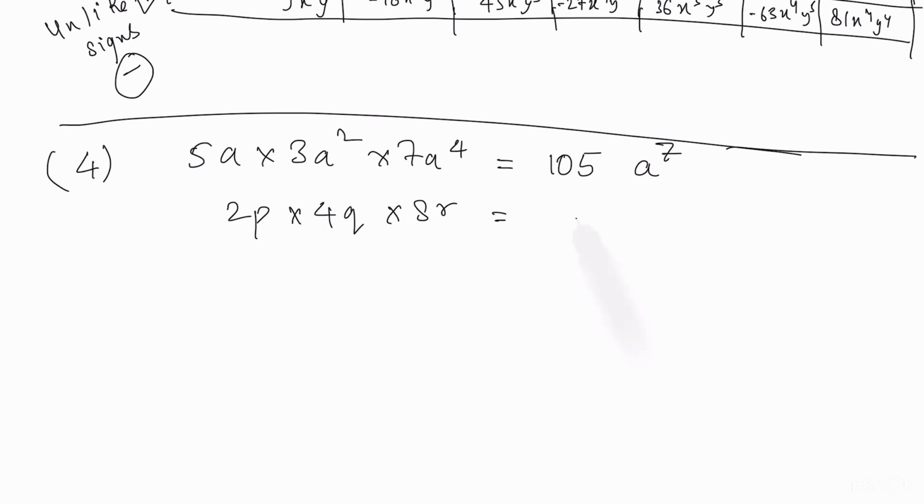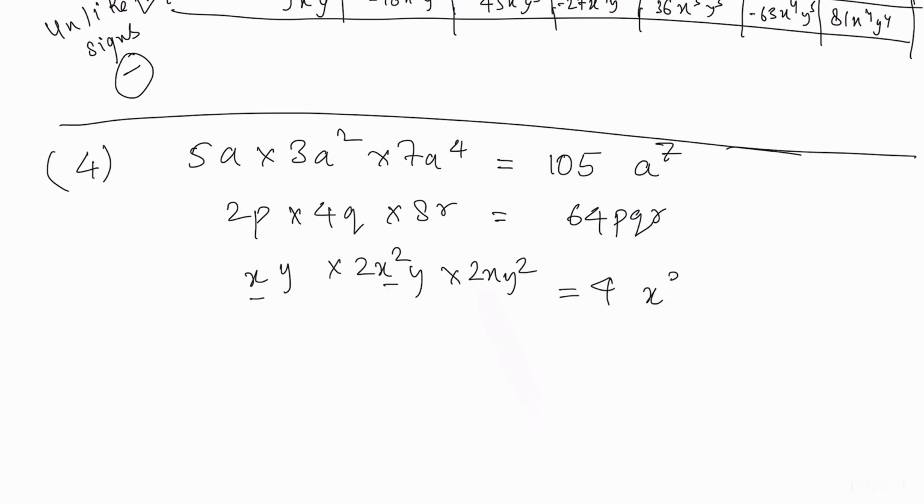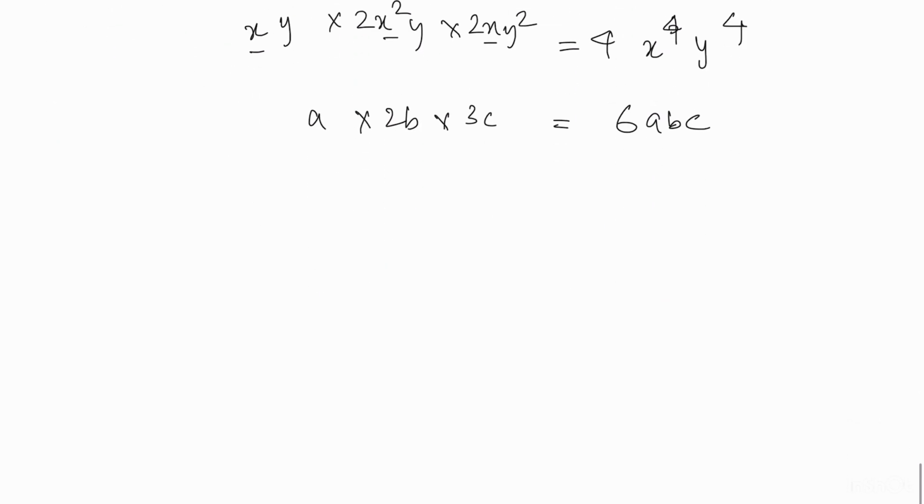Then this you can multiply: 4 8s are 32, and 32 into 2 is 64 pqr. Then next you have the next question. This will be 4, x will be 1 2 and 1, that is 4. Y will also be 4. Then a into 2b into 3c, it is 6abc. This was the 4th question. Then you have to obtain the product.